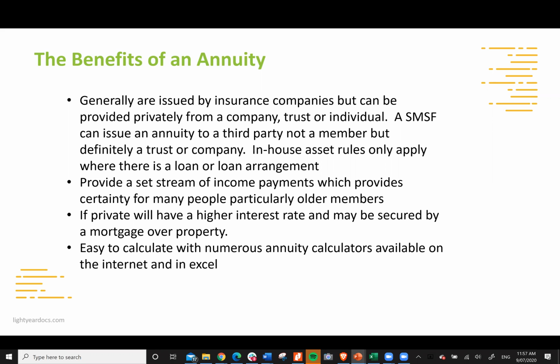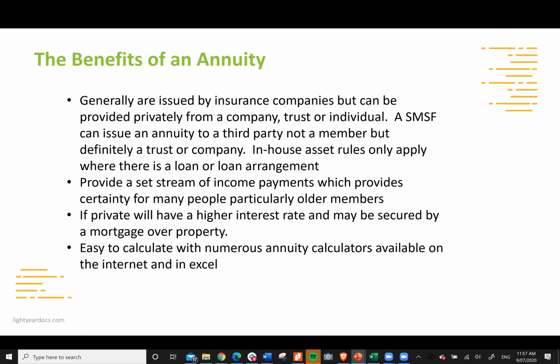But essentially, if we have a look at it, it provides a set stream of income payments, which provides certainty for many people, particularly older members. So it takes that worry, for example, with my mum, that I'm going to run out of money, when they see that each month there's money coming in. And then they've still got the rest of their capital sitting in there. So it's not a bad little tool to be looked at.